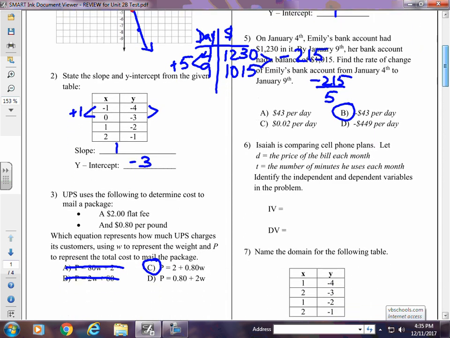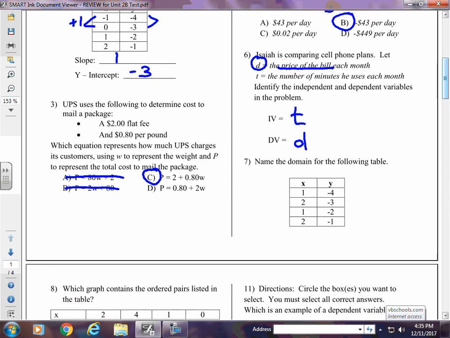For number 6, you're identifying the independent and dependent variable. The independent variable is where you would put numbers into the problem, and the dependent variable is what it depends on. So if I'm looking at the price of a bill for a cell phone and then the number of minutes that are used each month, the price of the bill depends on the number of minutes that it's being used. So the dependent variable is the price of the bill, which is represented by letter D. So DV is D. And then the independent variable would be the number of minutes being used, and that's represented by the letter T. So you have to be able to pick out the independent and dependent variables from a situation.